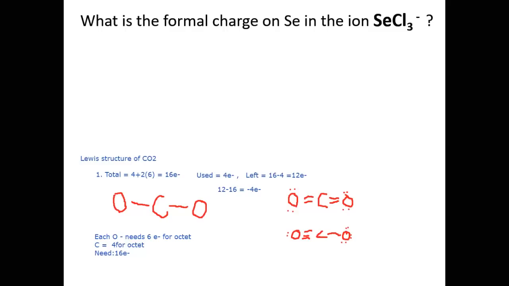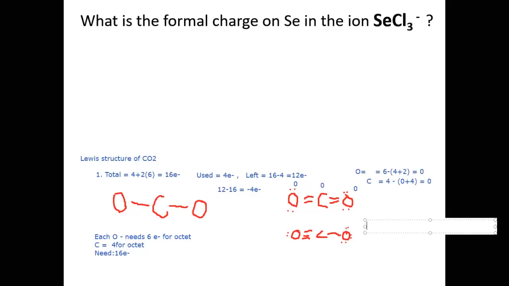So for a double bond oxygen, what's its formal charge? Oxygen has 6 valence electrons minus 4 lone electrons plus 2 bonds equals 0. So this is a 0 formal charge. And this is a 0 formal charge. Now let's look at the carbon. Carbon has 4 valence electrons minus 0 lone electrons plus 4 bonds equals 0. So even this carbon is 0.